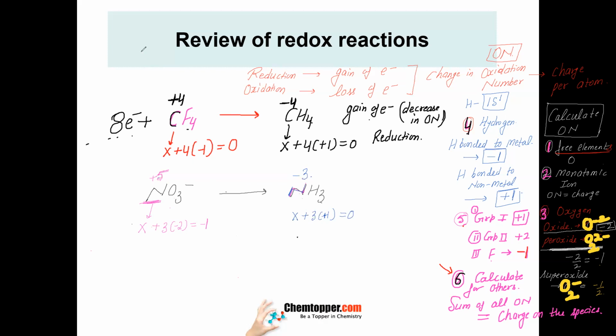How many electrons, plus 5 to minus 3? Saranya is saying 8, and I think she is right. Plus 5 to 0, 5, and 0 to minus 3, 3 more, 5 plus 3, 8 electrons. So what is it? It is reduction, gain of electrons. Reduction. Okay. N2 to NO2, what is it? Oxidation or reduction?